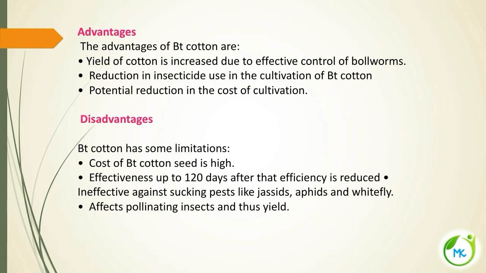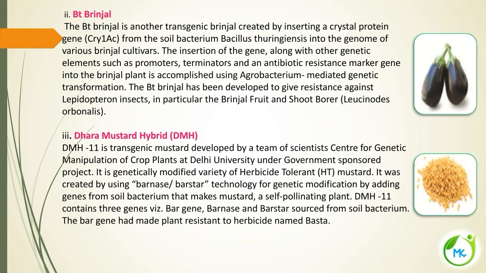The next kind we are going to see is Bt brinjal. So Bt brinjal is another transgenic brinjal, and it is also created by inserting a crystal protein gene CRY1AC from the soil bacterium, the same bacterium Bacillus thuringiensis, into the genome of various brinjal cultivars. The insertion of the gene along with the other genetic elements such as the promoter sequences, terminator sequences, antibiotic resistance marker into the brinjal plant. How is this gene inserted?